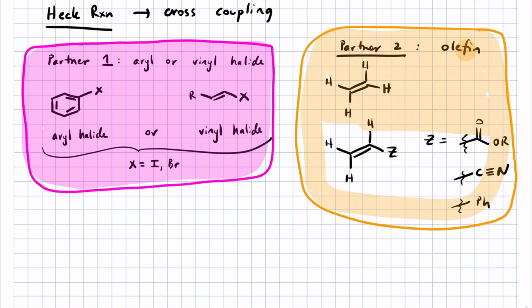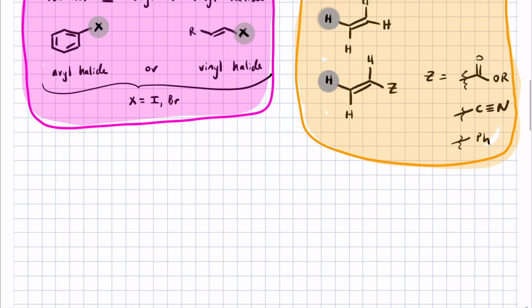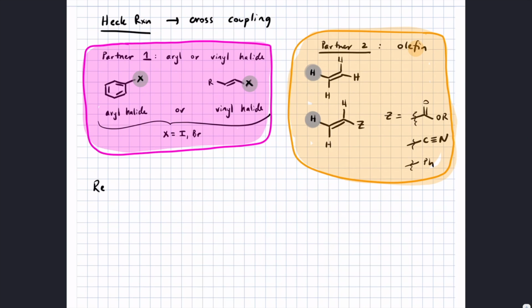And the neat feature here, which I'm going to try to highlight, is that the Heck reaction is going to take the hydrogen here and the halide here, and it's going to remove both of those groups and attach the corresponding carbons together. And that's what we mean by a cross-coupling reaction. Now let's talk about the reagents for this reaction.